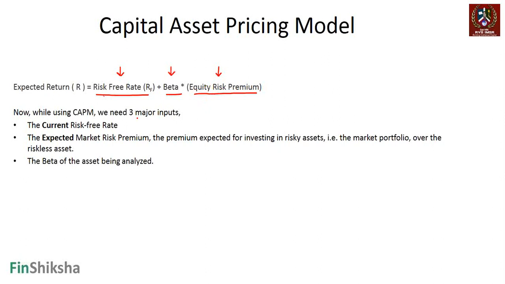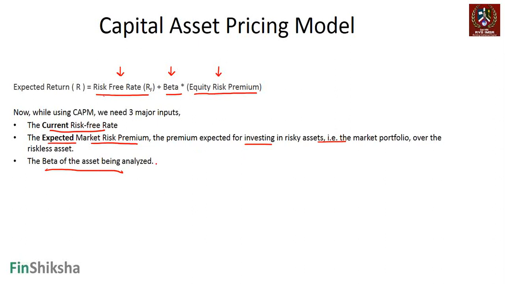So we need three major inputs. The first input is the current risk-free rate. Note the emphasis on the current risk-free rate that is needed. The second input is the expected market risk premium, not necessarily the historical risk premium. This is the premium expected for investing in risky assets, the market portfolio, versus the riskless asset. And then the beta of the asset or the stock being analyzed. That is what will give us broadly the expected return.